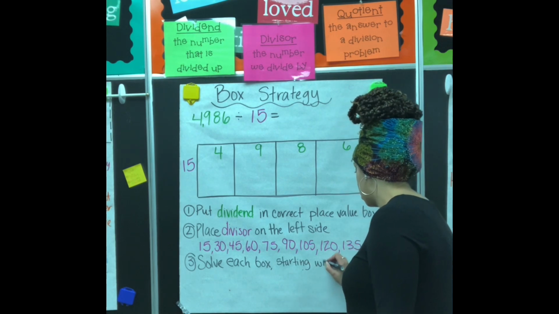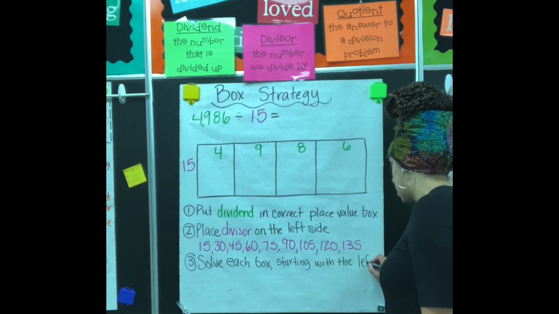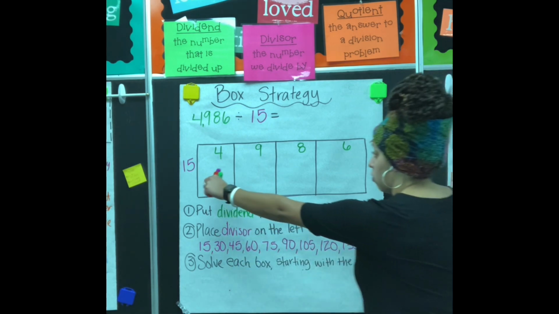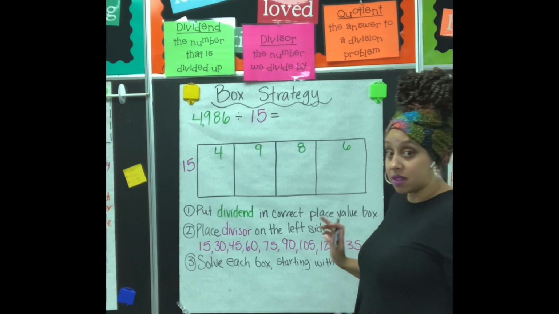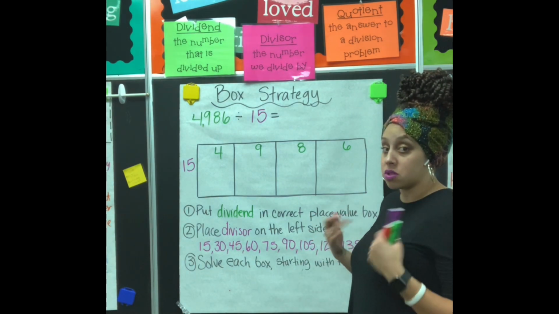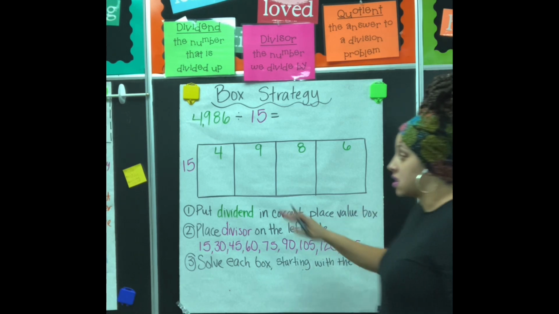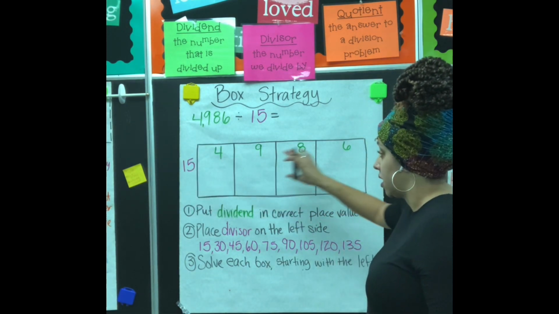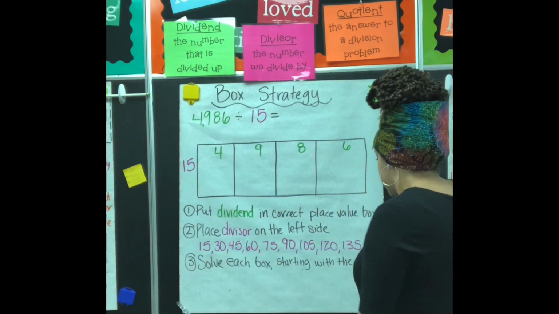Starting with the left box. So we're going to always start over here. In division, we always start with our biggest place value, okay? Unlike multiplication, we start with our smallest place value. With division, we start with our biggest place value. Because what we're asking is how many 15s go into 4,986. Well, we got to start with the thousands place first, okay?